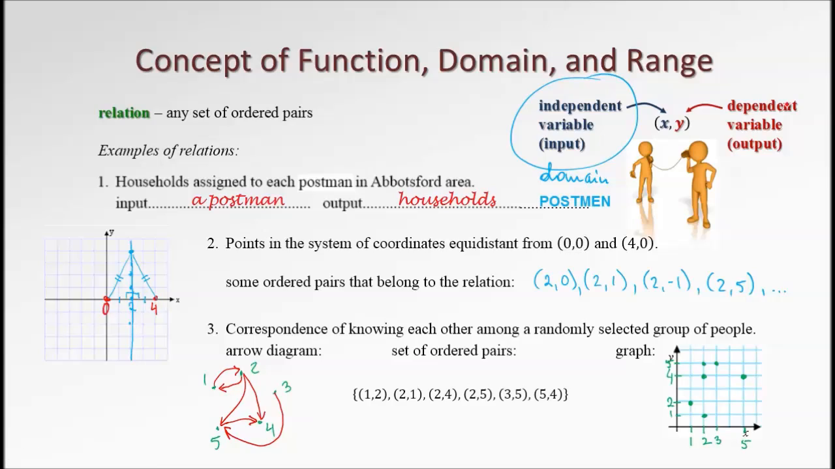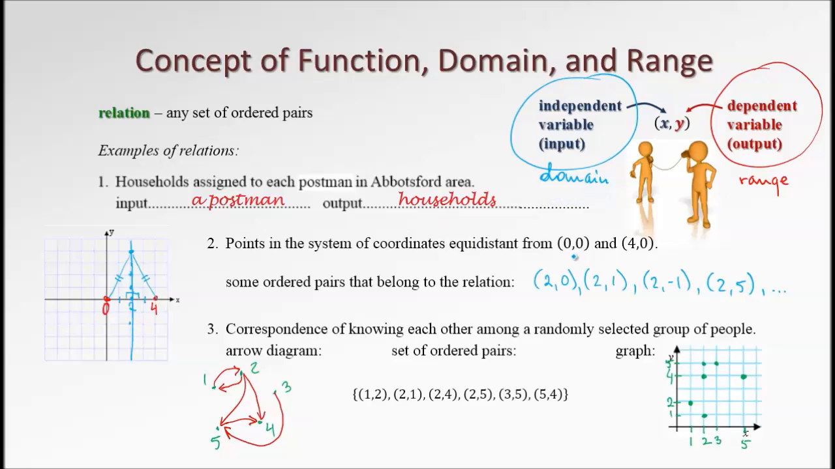And the range is the set of all possible output values, so that's the range. In our case, the range is the set of households in Abbotsford area. Since there's many households assigned to each postman, this is not a function.